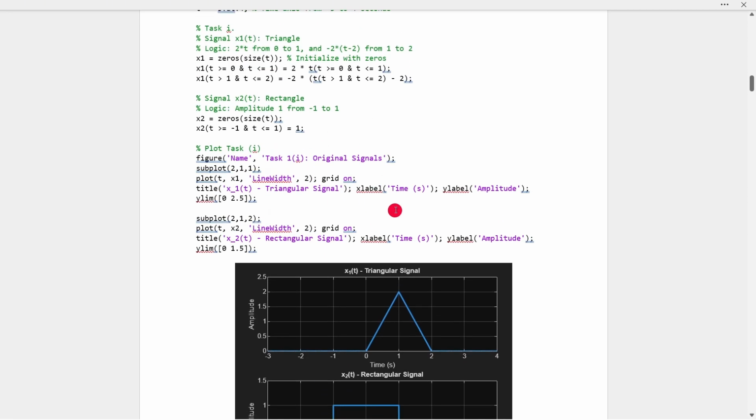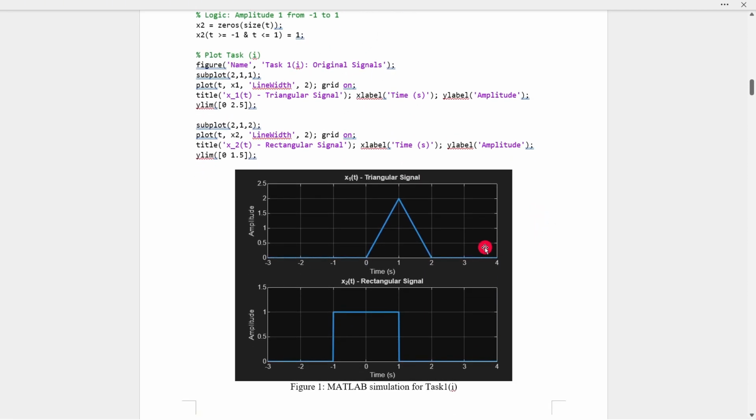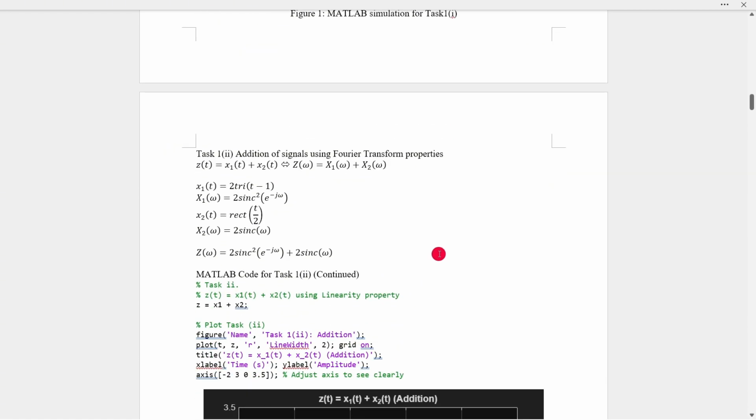So plotting, this is to plot the graph, and as you can see, the resulting waveform is exactly what we needed above, a triangular signal from 0 to 2 and a rectangular signal from -1 to 1 with 1 amplitude. So the second task is the addition of signals.